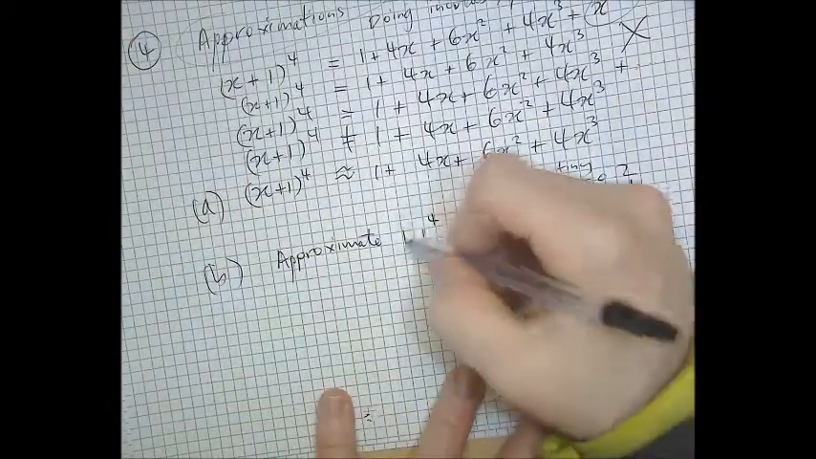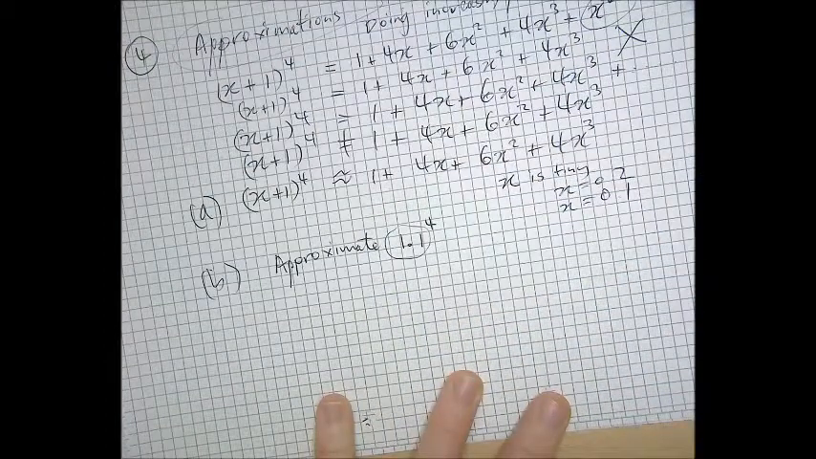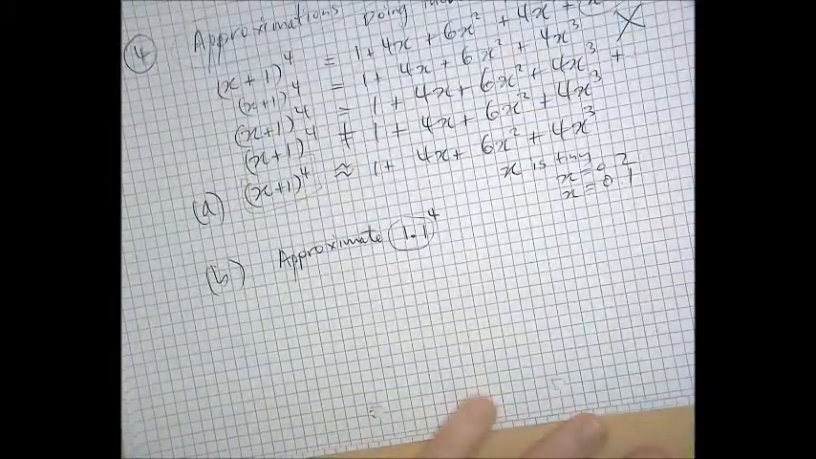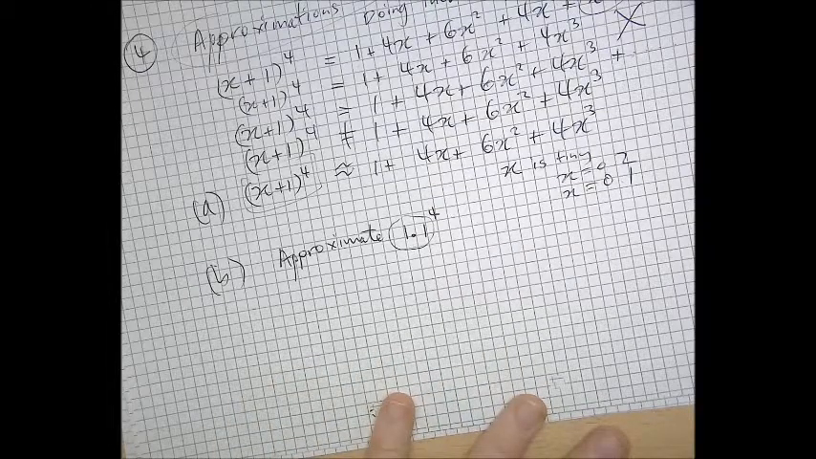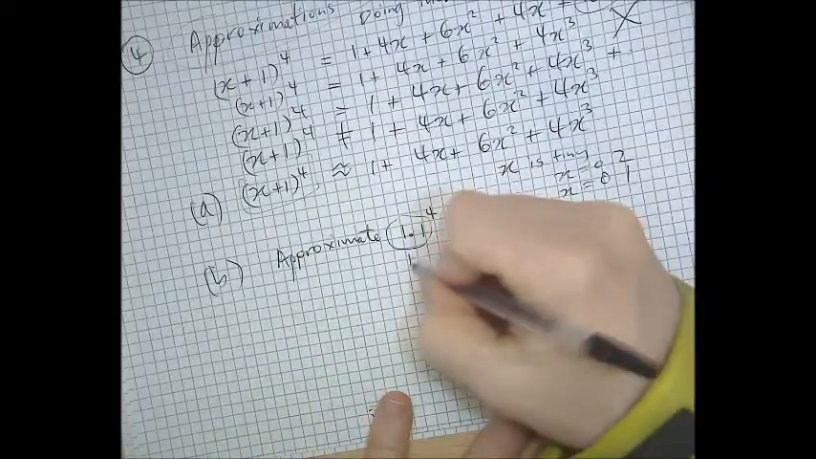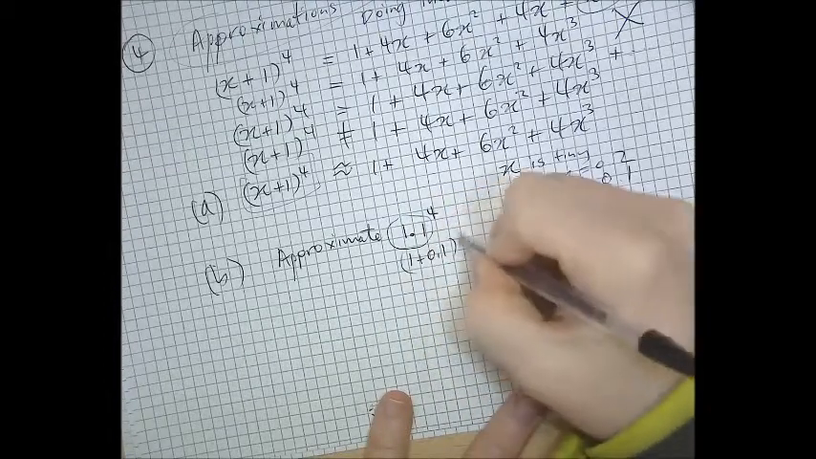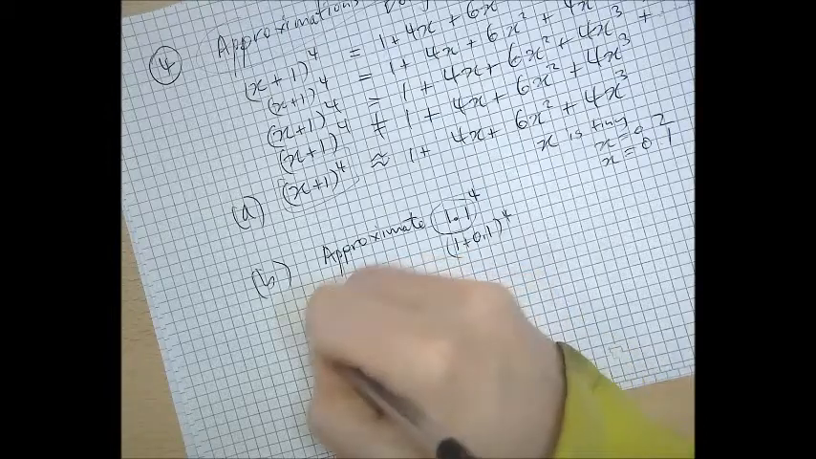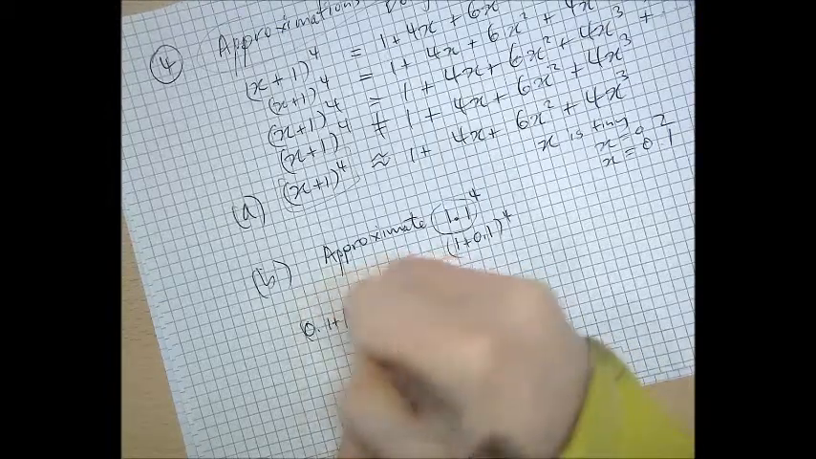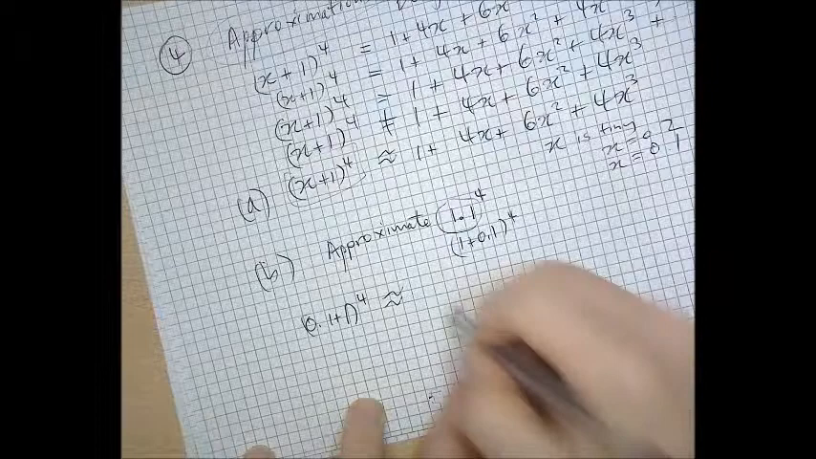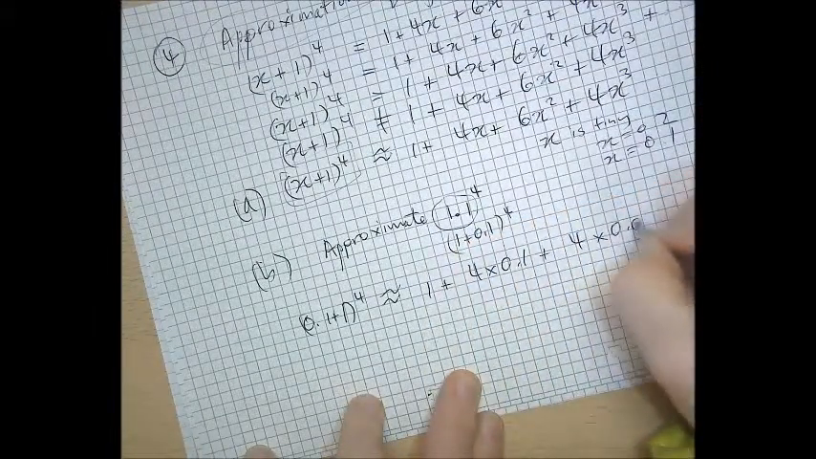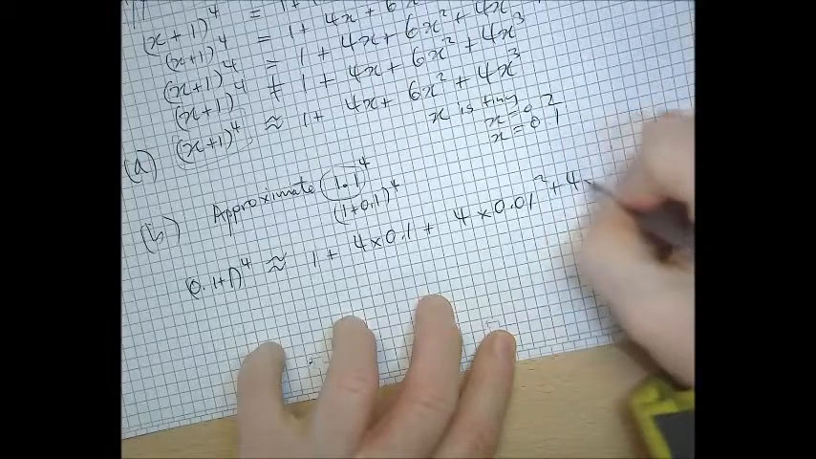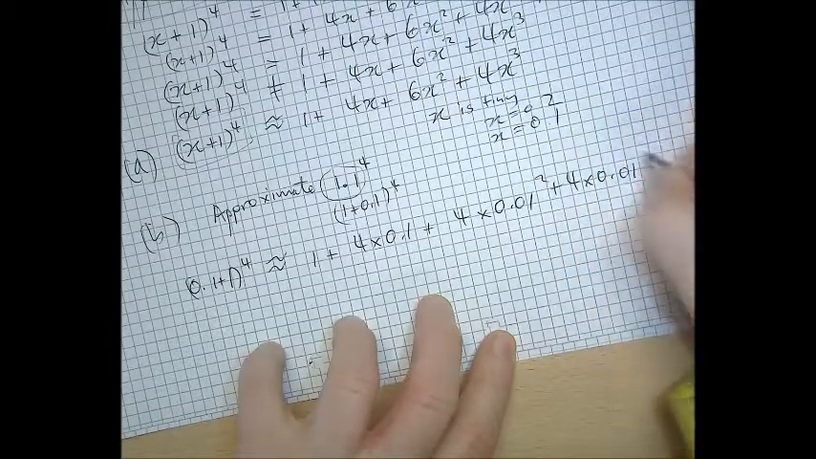Well, all you have to do is compare your number example to the algebra example you've just done, and say what's playing the role of the 1, clearly a 1, and what's playing the role of your x, a 0.1, and so therefore you can say 0.1 plus 1 to the power of 4 is approximately equal to 1 plus 4 times 0.1 plus 4 times 0.01 plus 4 times 0.01 cubed.